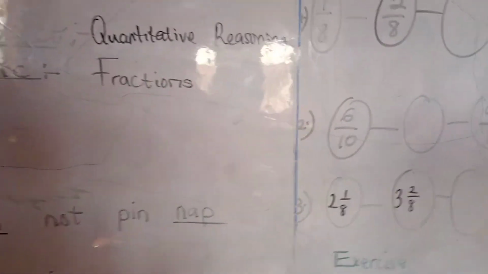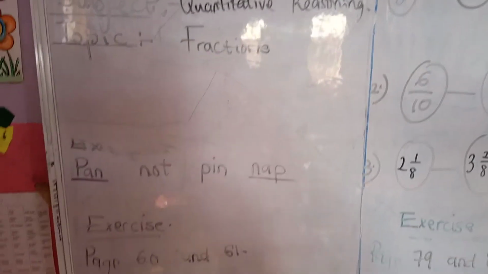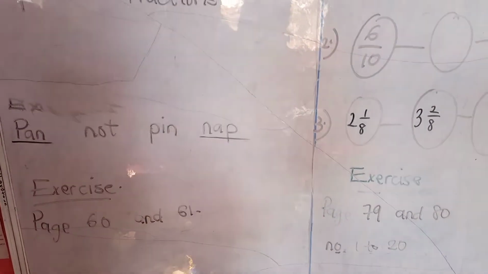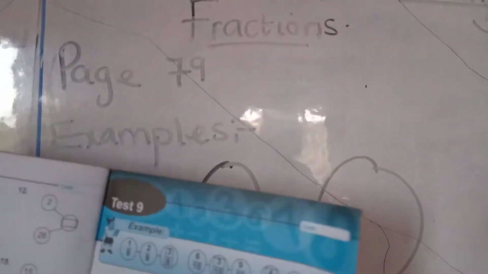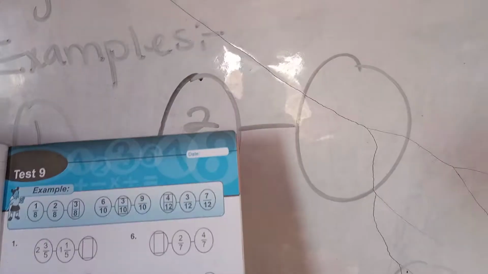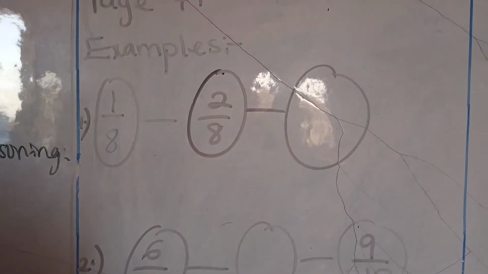We are still on week 5. Now let's start with today's work. I said our topic is fraction. We are going to open to page 79, text 9. Now let's start with the examples.